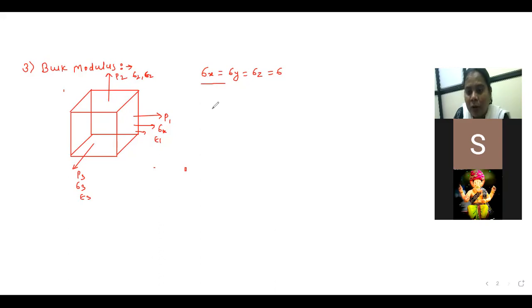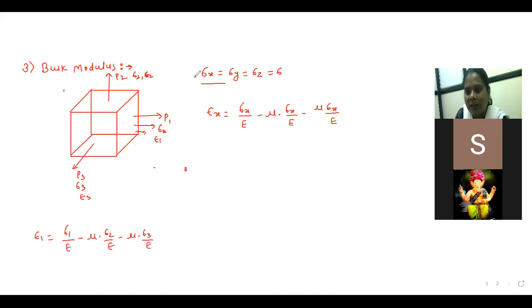Now, we have already found the volumetric strain. This is called epsilon 1. The formula is sigma x divided by E, minus mu into sigma x divided by E, minus mu into sigma x divided by E. This formula I have written from the volumetric strain equation. The equation is epsilon 1 equals sigma 1 upon E minus mu into sigma 2 upon E minus mu into sigma 3 upon E.